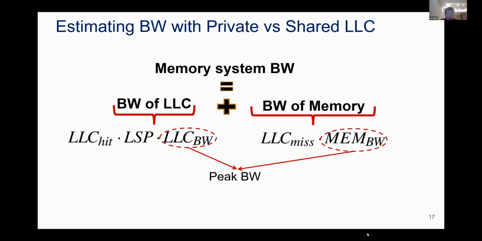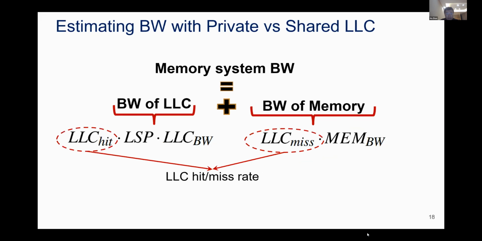The bandwidth of the LLC is the LLC hit rate multiplied by LSP multiplied by the LLC bandwidth. And the bandwidth of the memory is the LLC miss rate multiplied by the memory bandwidth. The LLC bandwidth and memory bandwidth are the peak bandwidth in the GPU system. This is the same for shared and private LLC organization.